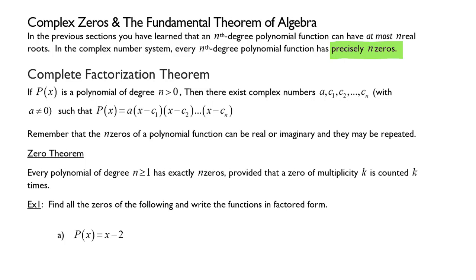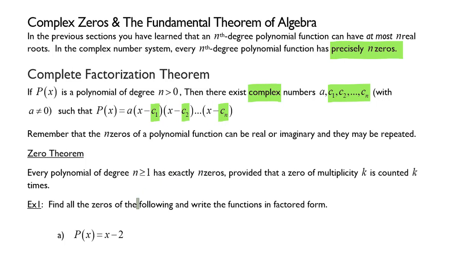If we look at the complete factorization theorem, if p of x is a polynomial of degree n greater than 0, then there exist complex numbers a, c sub 1, c sub 2, all the way down to c sub n, with a not equal to 0, such that p of x equals a times the binomial x minus c sub 1, x minus c sub 2, etc., all the way down to x minus c sub n. Notice that the complex numbers correspond to the second value in the binomial factors.